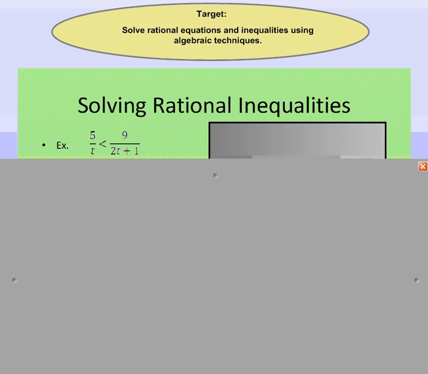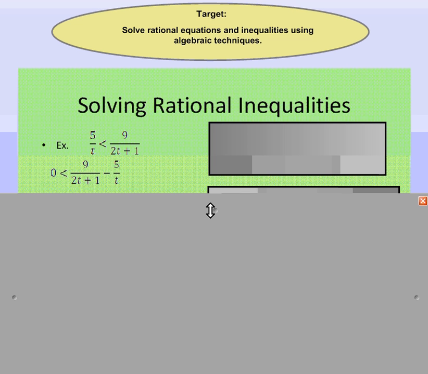Let's try this example. Again, follow the same steps. We are going to get one side of the inequality to equal 0. Done.